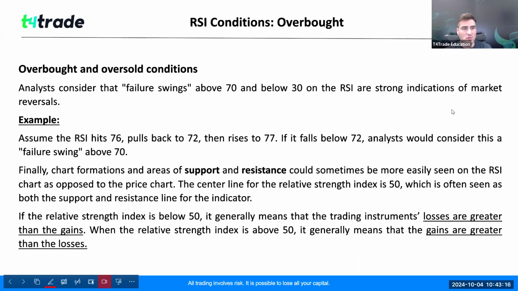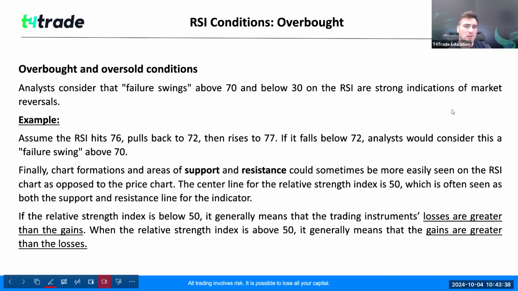So overbought and oversold conditions. Analysts consider the failure swings above 70 on the RSI as strong indicators of market reversals. So what do we mean by failure swings? Assume that the RSI hits 76 and pulls back to 72 and then rises to 77.